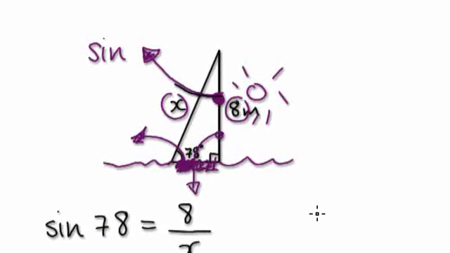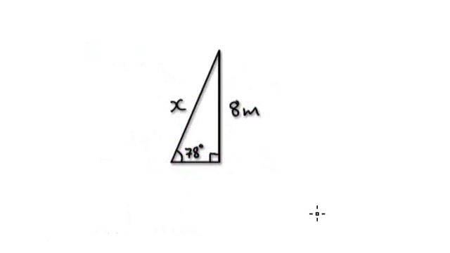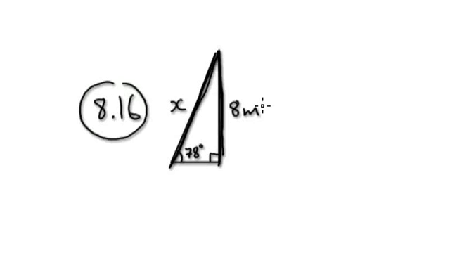Let's go back to here. So x here is 8.16. Notice that this is 8 meters, and remember the hypotenuse is the longest length, so your answer must be bigger than 8 meters, because the hypotenuse is always the longest side. Anyway, the answer is 8.16 meters.